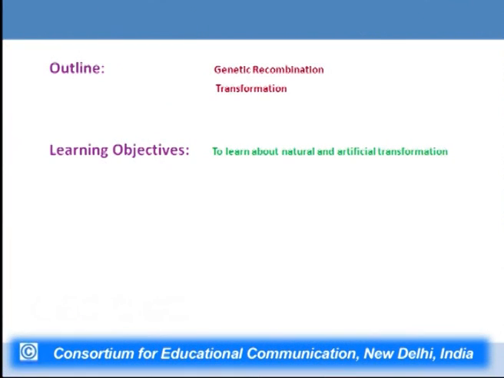So the outline for today's lecture: I will be talking about genetic recombination, what exactly recombination is, and in detail I will be talking about transformation. What exactly is transformation, how does it go about, how is it carried out in bacterial species. The learning objective for today's lecture is that after this lecture we should be able to tell about natural and artificial transformation, how natural transformation occurs in bacterial species present in the environment, and how artificially we can transform bacterial species in the laboratory.